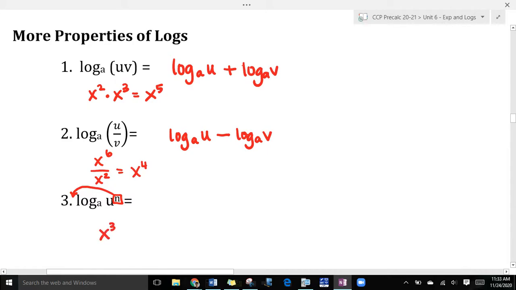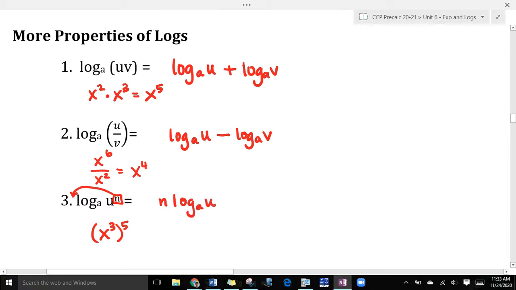If I have like x to the third, but it's being raised to the fifth power, do you remember what you do with exponents there? You multiply them. So anytime you have a power that's already on top of another power, we'd multiply. Okay, here's our exponent. We're going to turn it into a multiplication with the rest of the log. So exponents come down front and become coefficients. So it would be n times log base A of u.